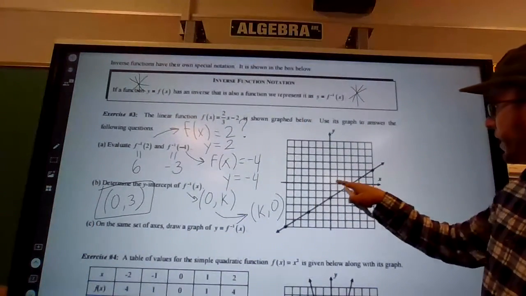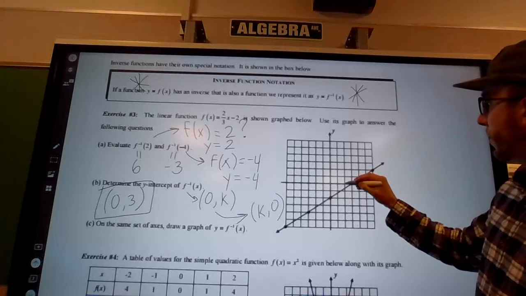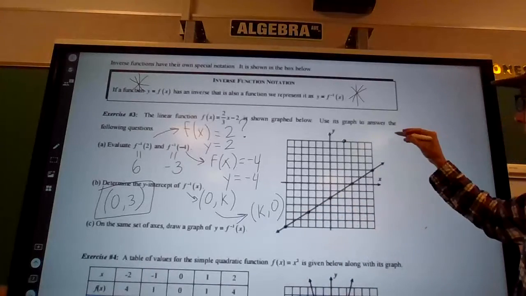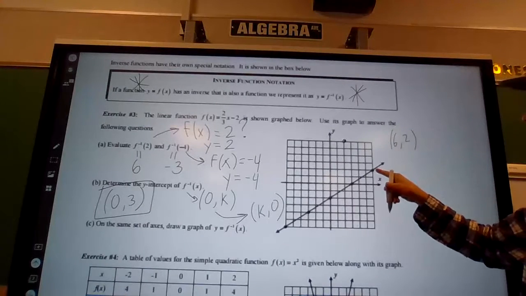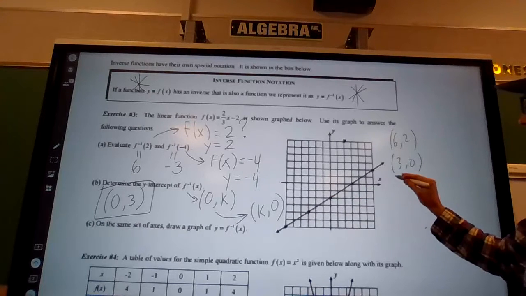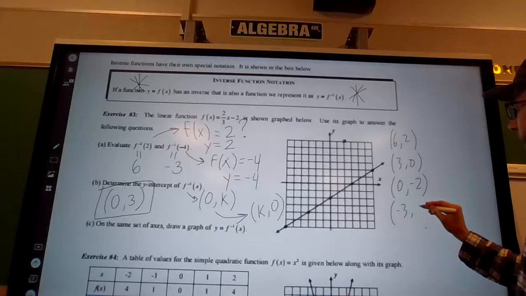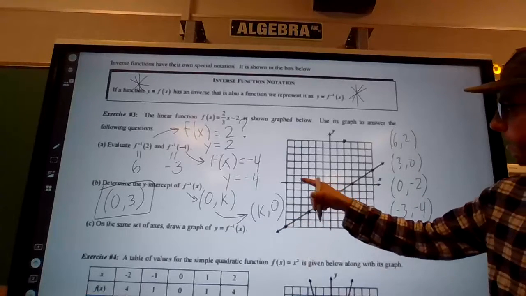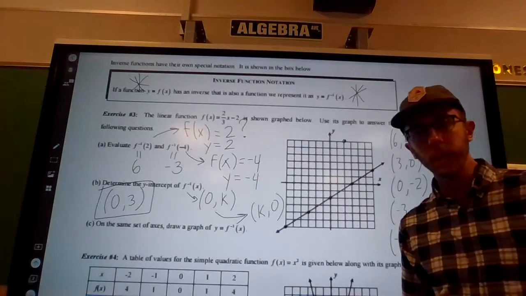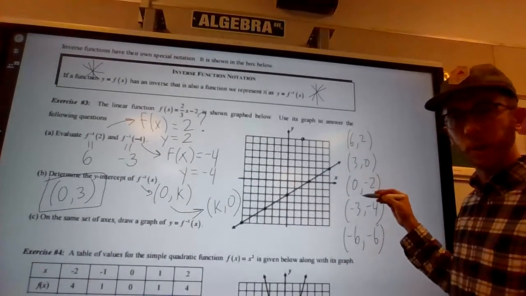So we're going to switch them like this. Switch the x, switch the y. Starting with this point over here, which we said was (6, 2), that becomes (2, 6). And if it helps to write out these coordinates, please do that. We have (6, 2) right here. Here we have (3, 0). Here we have (0, -2). Here we have (-3, -4). And here we have (-6, -6). Hopefully you guys can see those there. Those are all our original function points.